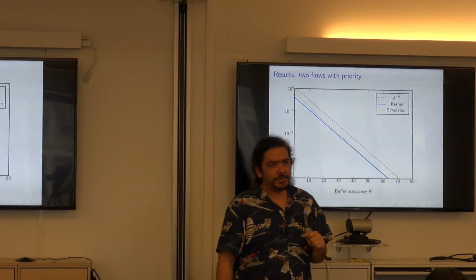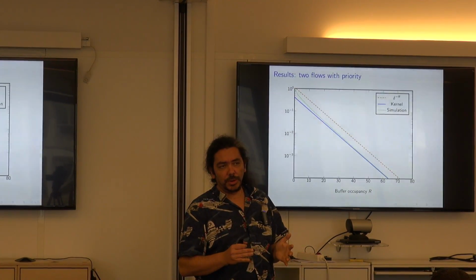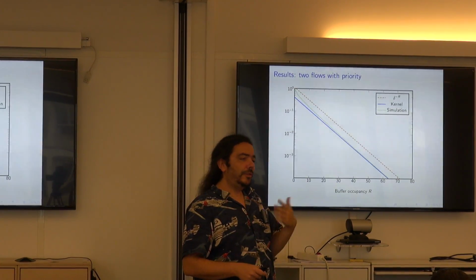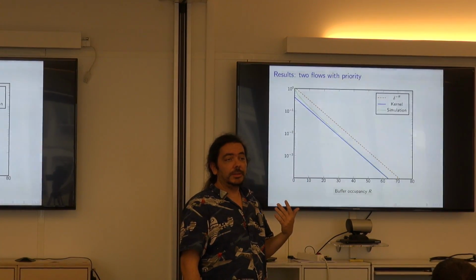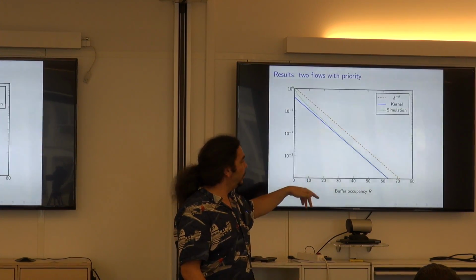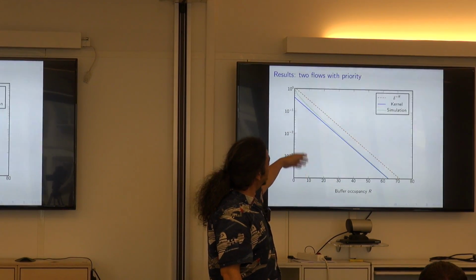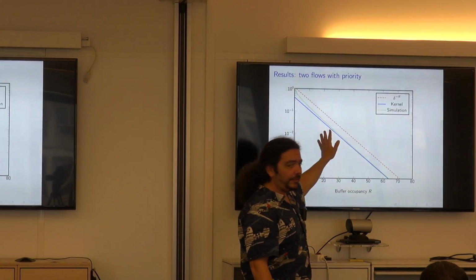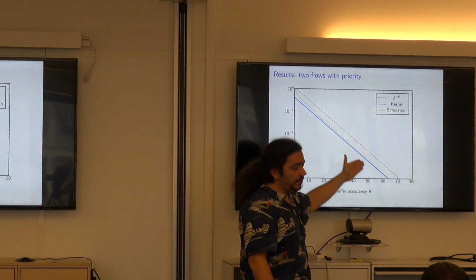This is the second example, the one given by Céline. So now we have two queues. The first queue, because it is with high priority, we don't have to care about it because it will be exactly the same curve as here. So we just focus on the second queue. And this is the performance of the second queue. And then again, you see that you have a perfect fit between the Kernel formula and the simulation.